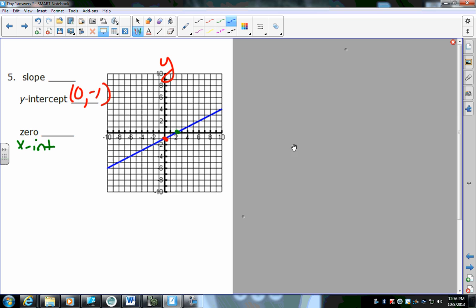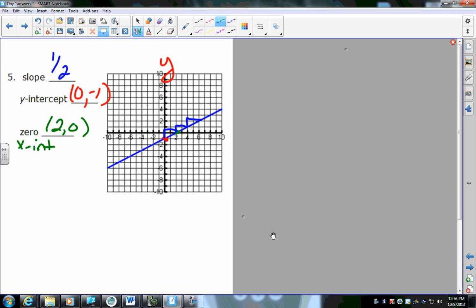If that is the right x-intercept, I'm going up 1 to the right 2. That should work again. Up 1 to the right 2. Okay, every time I'm stair-stepping, I'm going up 1 to the right 2. That's my slope. So that means that I did find my right x-intercept, and that should be 2, 0.